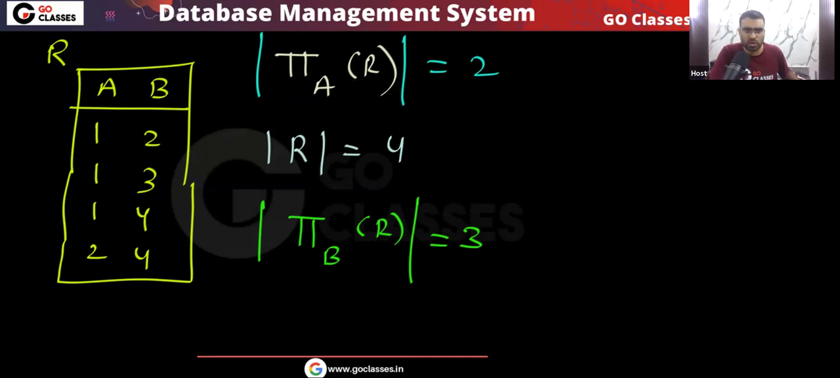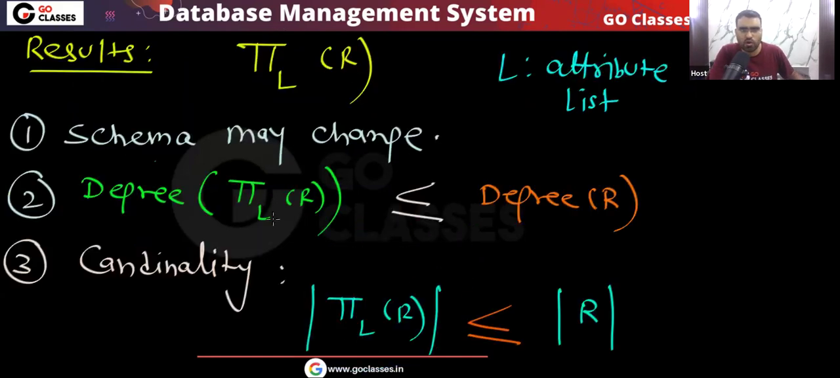Is this clear? So remember, the cardinality of this projection result will be less than or equal to the cardinality of R. Is this understood? Please tell me.